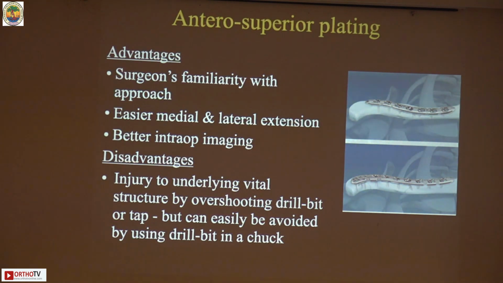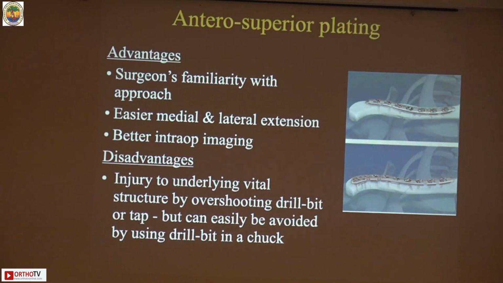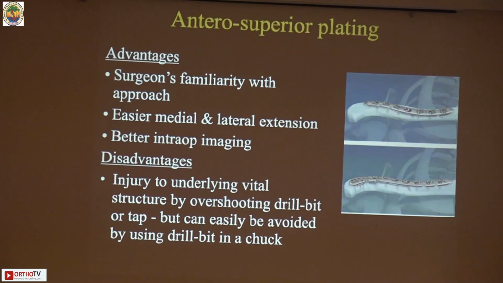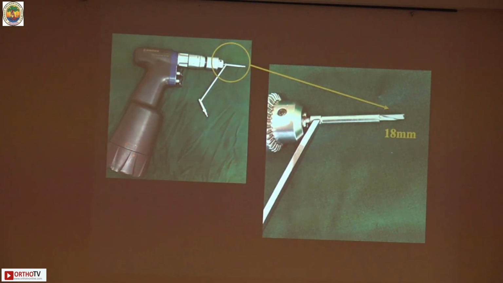Anterior superior plating has a more familiar approach, can be extended medially and laterally if required, and allows better imaging. However, injury to underlying vital structures is possible by overshooting of the drill bit or tap, but this can very well be avoided by using the drill bit in a chuck and only exposing 18 mm beyond the sleeve, as the typical length of the screw inserted in this area is 14 to 16 mm in females and 16 to 18 mm in males.